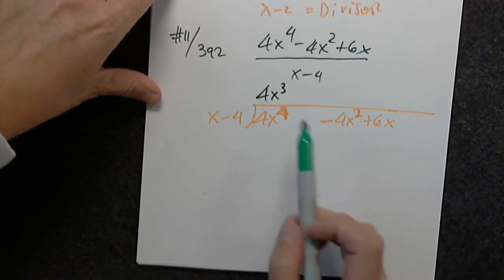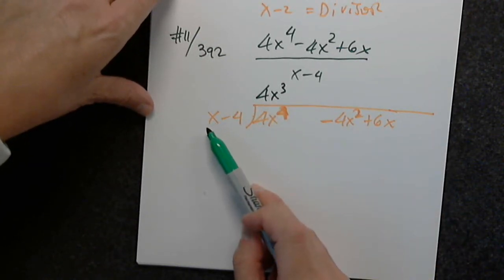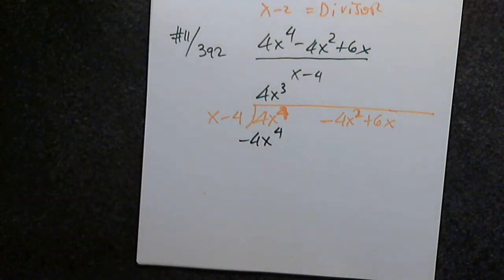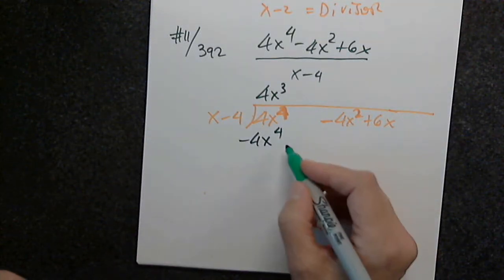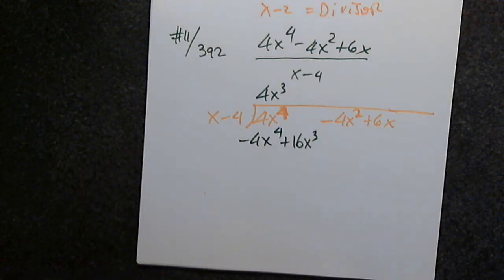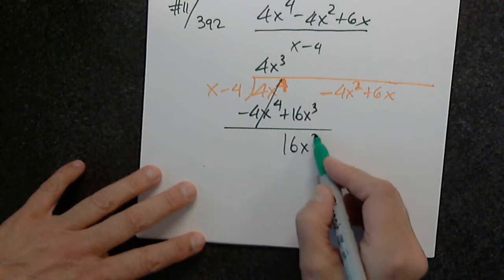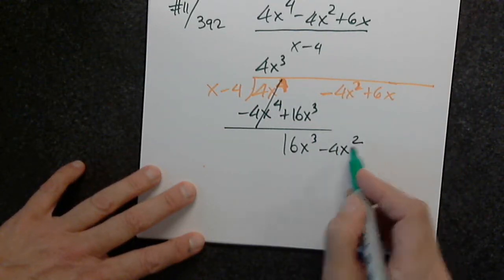4x cubed times x is indeed 4x to the fourth, but I have to subtract. 4x cubed times negative 4 is negative 16x cubed, but I have to write positive 16x cubed. See, because I did not have a term with x cubed, if I had left an empty space in there, I would not have had room to write it. I cannot write x cubed under x squared, because I can't combine them. Is that okay? So these two go away. Now 16x cubed, I bring down the next in line as negative 4x squared.